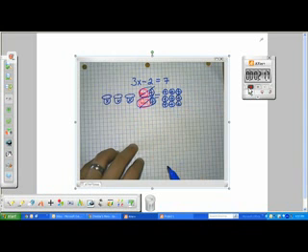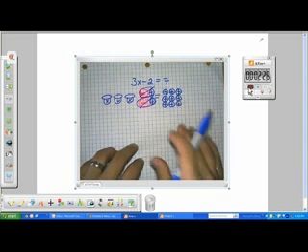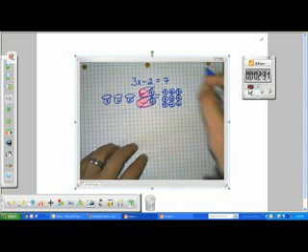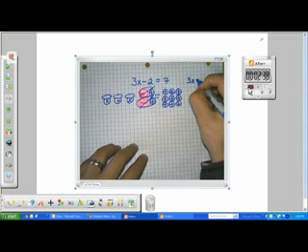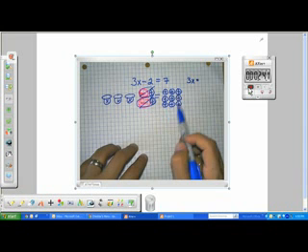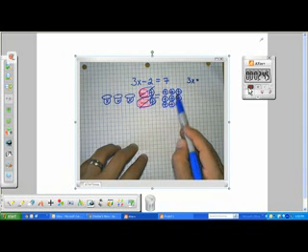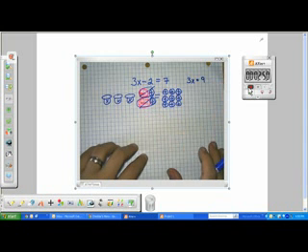Now, since there's no negative counters in here, and of course we can only create zero pairs when they're opposites of each other, since there's no opposites, we got to just leave the positive counters there. How many positive counters do we have now? Let's rewrite this equation based off what we see. We know we have 3x, 3 variables. We got our equal sign. Now, how many positive counters do we have? We have 1, 2, 3, 4, 5, 6, 7, 8, 9 positive counters.